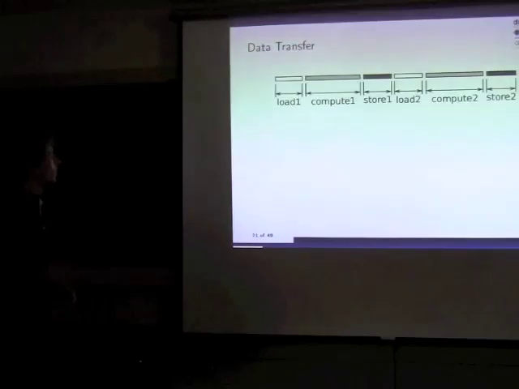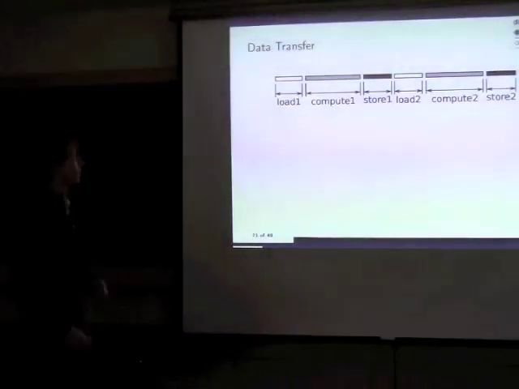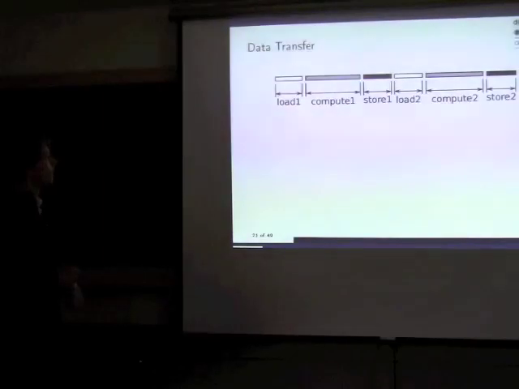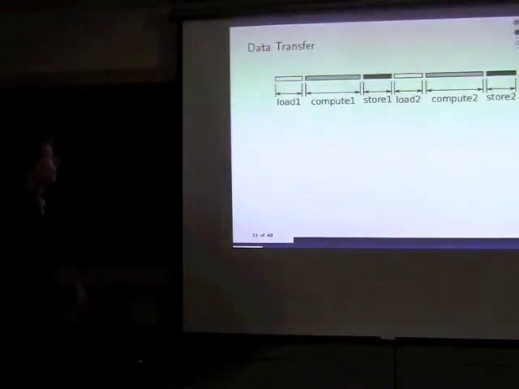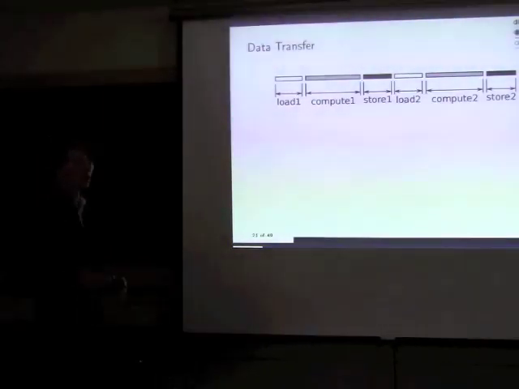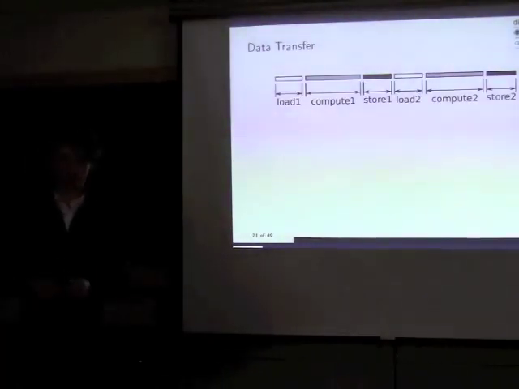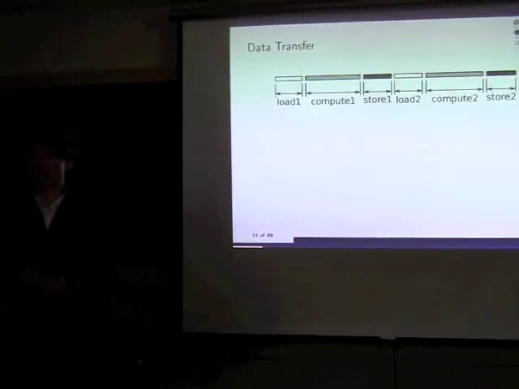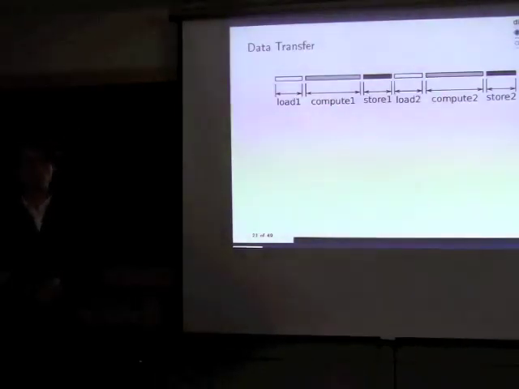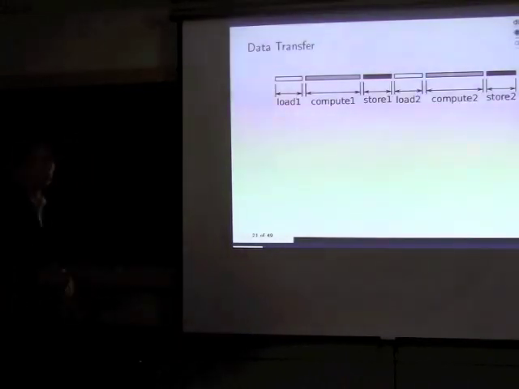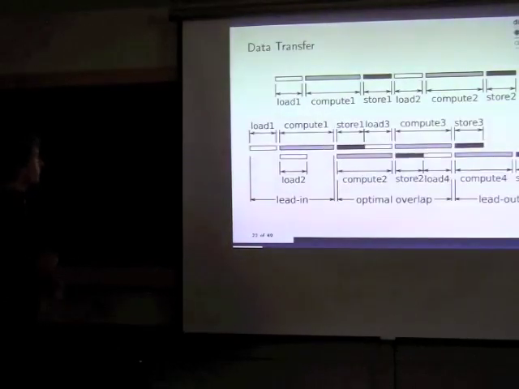Okay, now what you do here is something like this. You load your first block, you compute, and you store. You load the second block, you compute, you store. This is rather inefficient since we can do direct memory access, which allows us to overlap computation and communication. So what you really want to do is some sort of multi-buffering. In the case of double buffering, it will look like this.